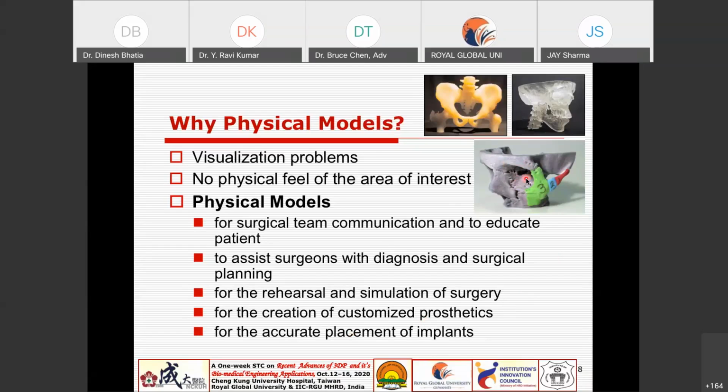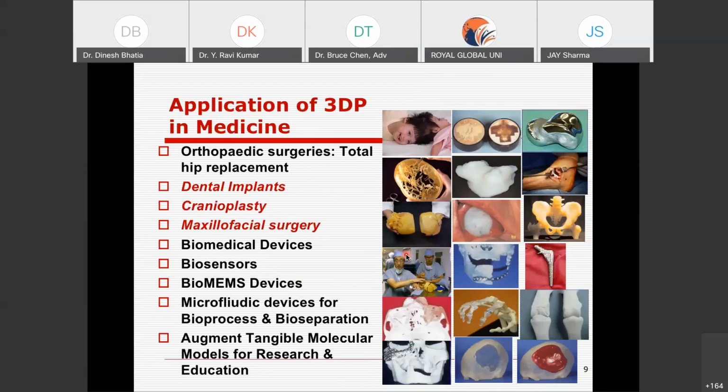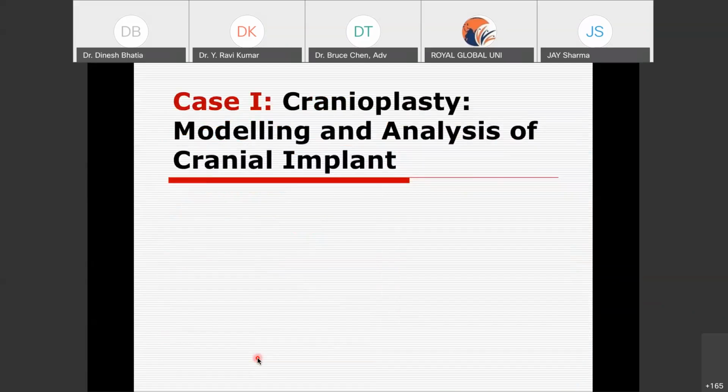Then we need to use these physical models to the maximum extent. Of course, other speakers might have talked about all these applications, right from orthopedic surgeries, dental implants, cranioplasty, maxillofacial. I'm going to talk about a few case studies in these areas. And then you have biomedical devices, biosensors, bioMEMS devices, microfluidic devices, bioprocessing and bioseparation, augmented tangible molecular models, and research and education. You have plenty of applications of these, and of course organ printing also now. So let us talk first about craniofacial implants.